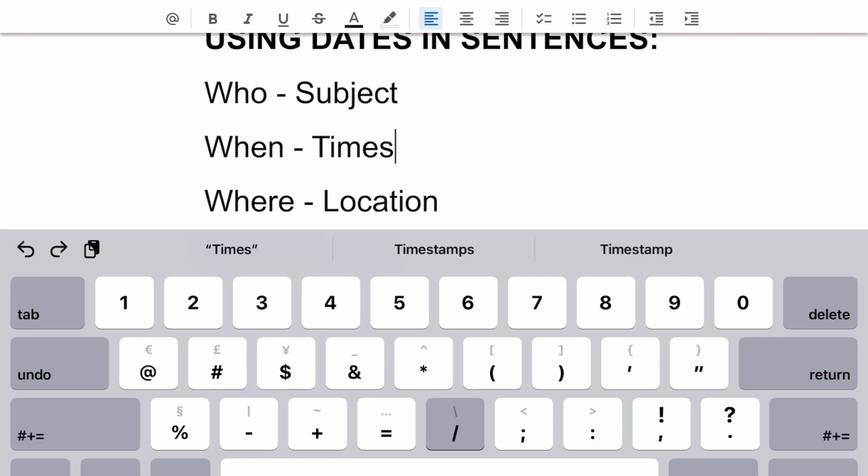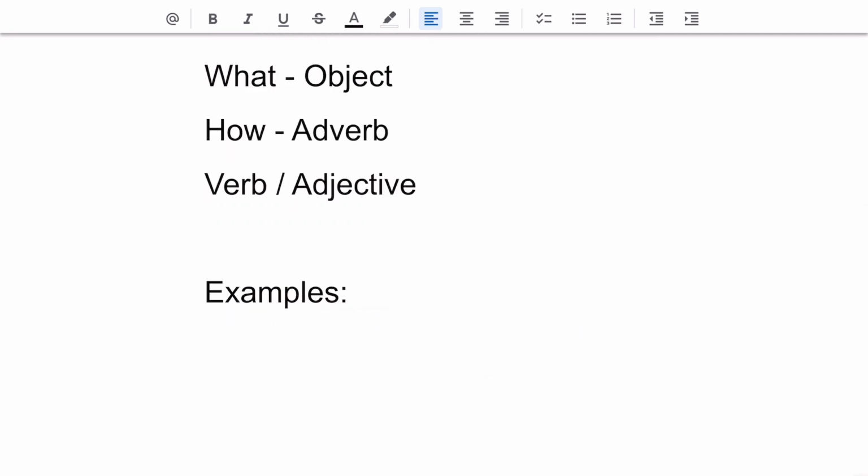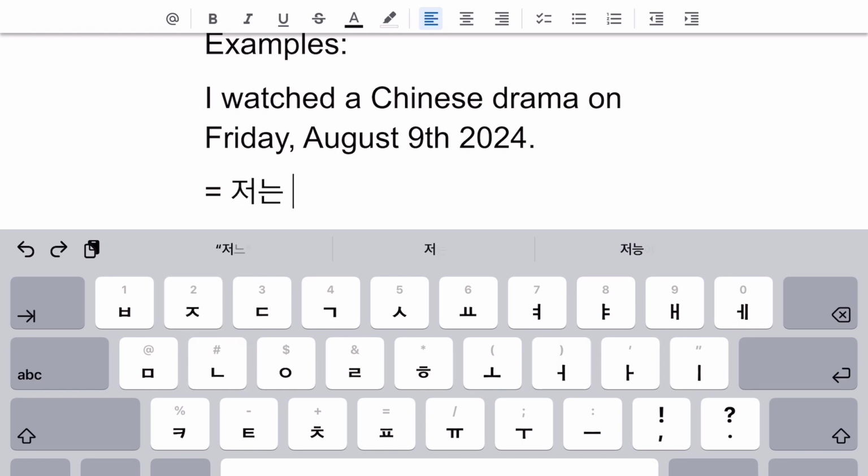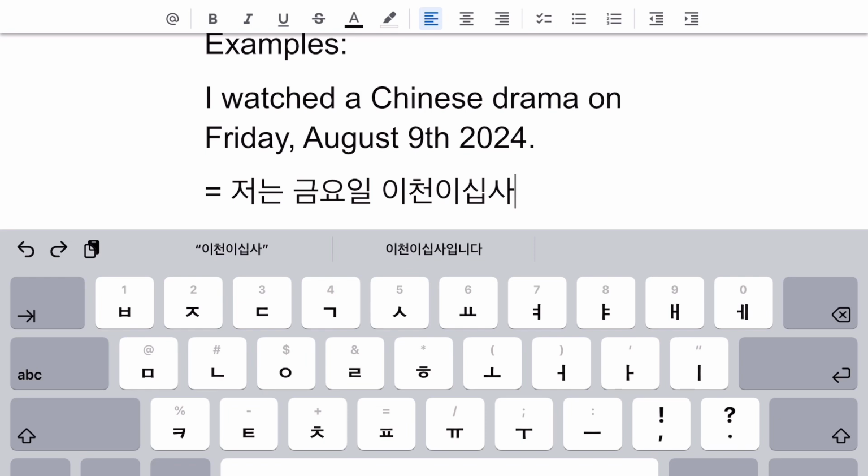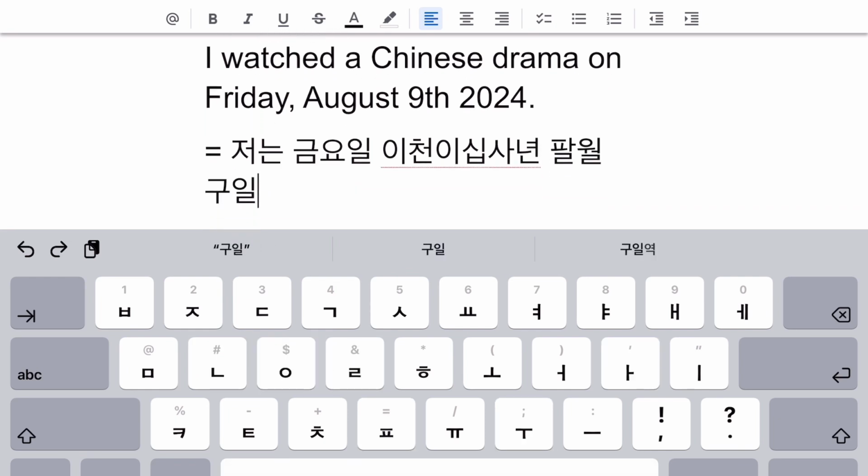Maybe some people might get that confused if I don't say times and dates. I am the subject. 저는. When is next. So just like in English that I wrote there, I can do that same thing. Then I know I need to put the right word, Korean, 금요일, 2024년 8월 9일. And then of course to mark it all, I'll only put one 에 for everything that's behind it.